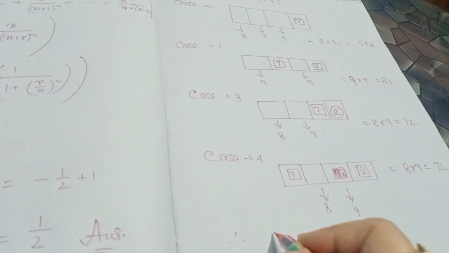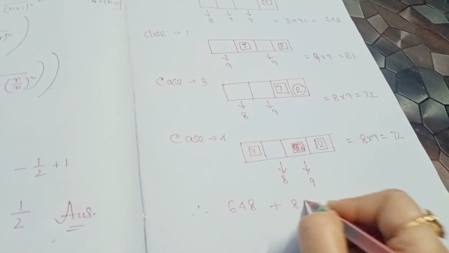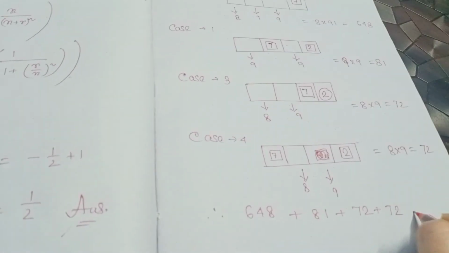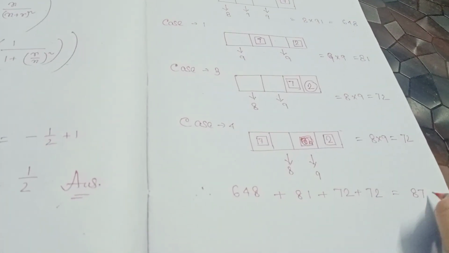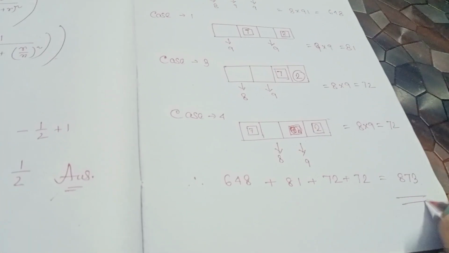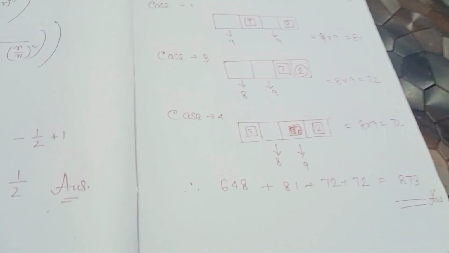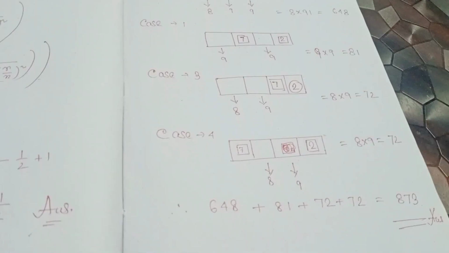So therefore 648 plus 81 plus 72 plus 72, that is the exact number, 873. So this is the number of all 4 digit numbers which are in the form 5n plus 2, and where exactly one digit is 7.